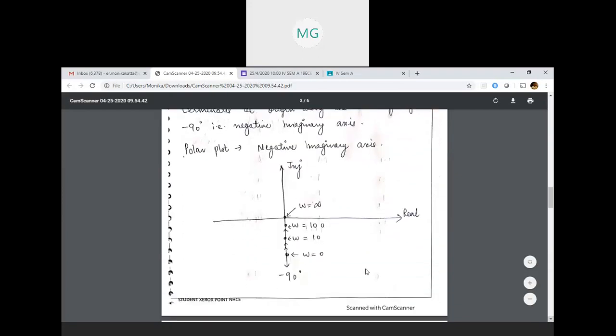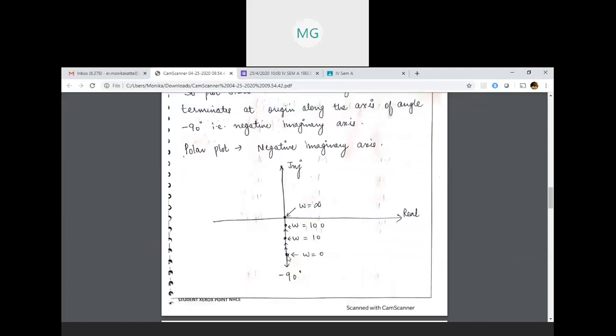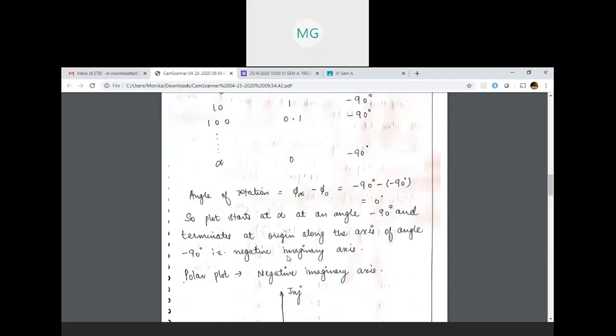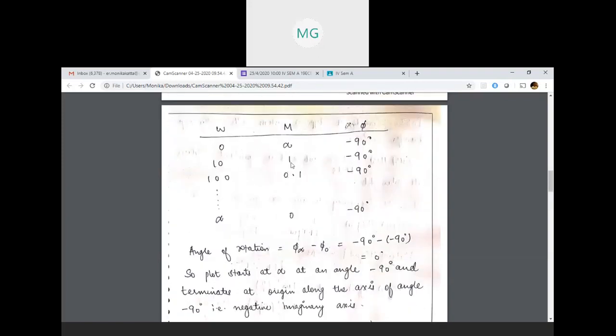So at omega equals 0, you have to mark any point towards infinity here, towards minus 90 degree, any point at infinity. Okay. You have also calculated intermediate values, which is optional. But since you have calculated intermediate values, you see at omega equals 10, the magnitude is 1. At omega equals 100, magnitude is 0.1. And finally, when omega reaches infinity, the magnitude becomes 0.